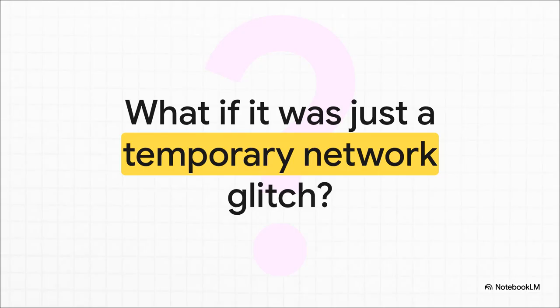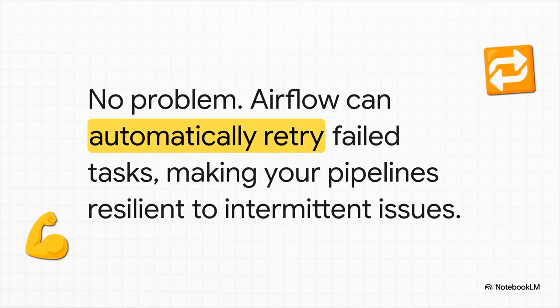But what if that failure wasn't a real bug? What if it was just a temporary network hiccup that fixed itself a second later? Do you really want to get woken up at 3 a.m. for something like that? Probably not. Well, that's where automatic retries come in. In Airflow, you can just tell a task, hey, if you fail, try again a couple of times before you give up. This one simple feature makes your pipeline so much more resilient and robust, handling those little glitches for you.